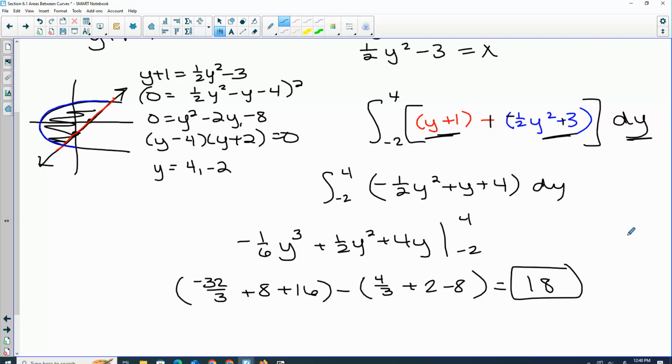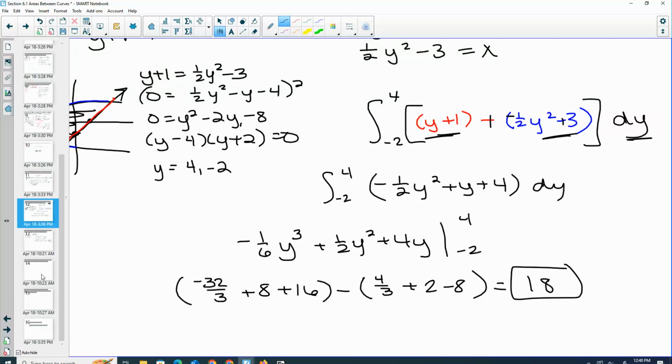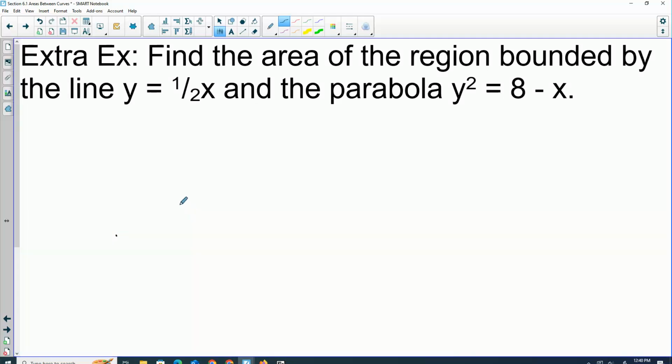Let's try one more of these. Find the area of the region bounded by the line y equals 1/2 x and y squared equals 8 minus x. Do you think it's easier to solve for x or for y? X. So this one, the first one would turn into 2y equals x. The second one, negative y squared plus 8, so let's say 8 minus y squared.